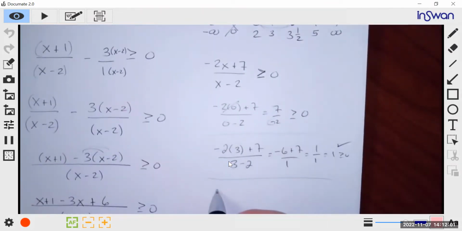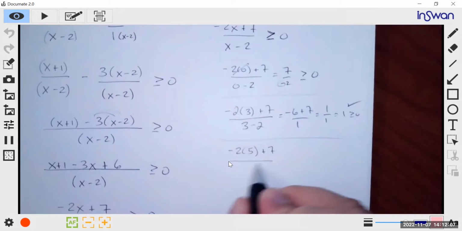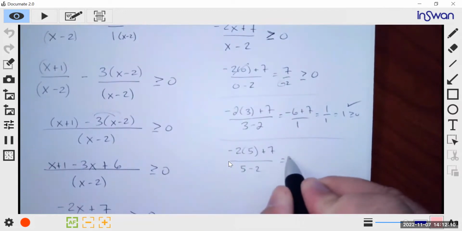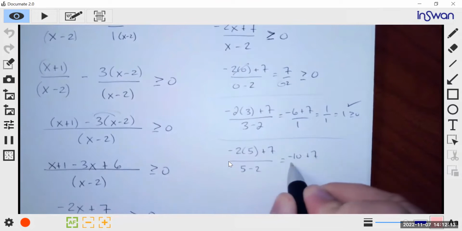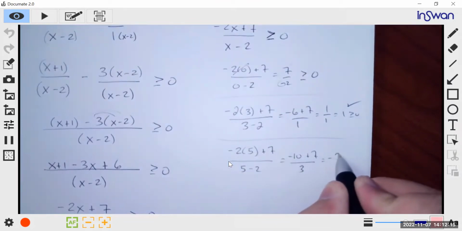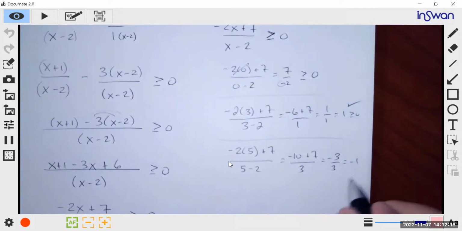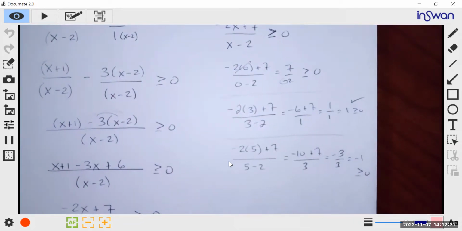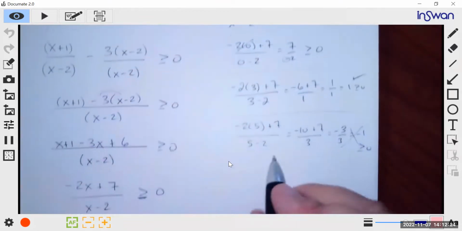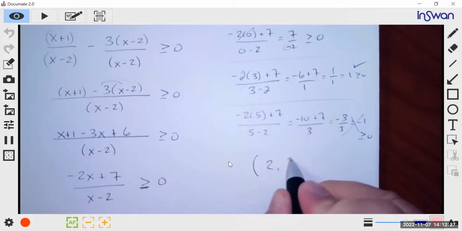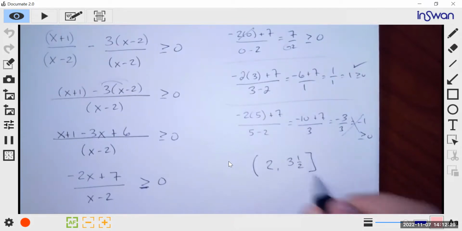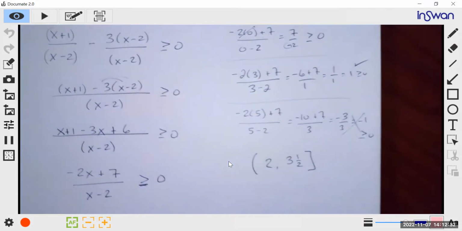Let's try 5. Negative 2 times 5 plus 7, over 5 minus 2. Negative 10 plus 7 over 3. So it's negative 3 over 3 is negative 1. Is negative 1 greater than or equal to 0? No. So our solution is that. Pretty straightforward. A lot of moving parts, yes, but it's the same moving parts over and over and over.